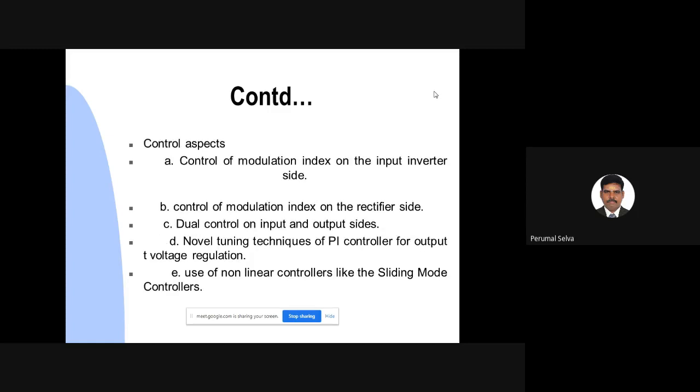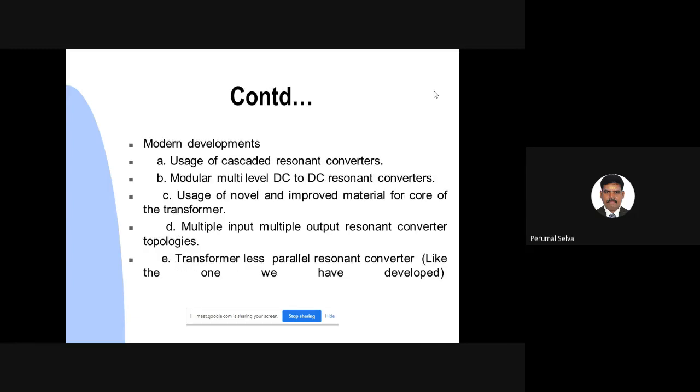So usage of, right? Previous slide, please. So usage of novel and improved material for the core of the transformer, right? So if suppose the core is saturated, so to avoid the saturation of the core, novel and improved material for the core of the transformer, right?